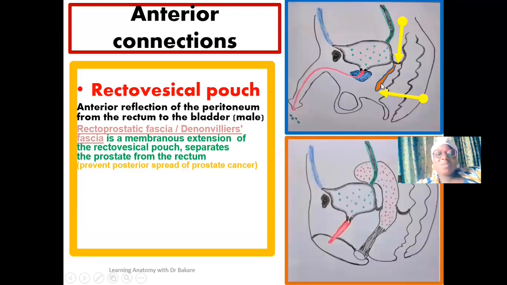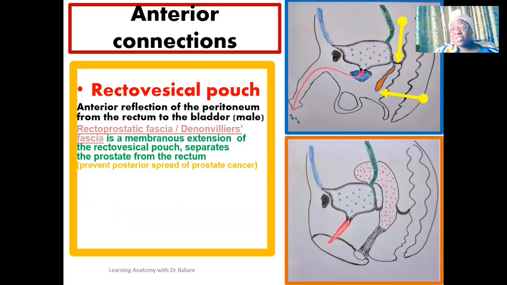And what this does is to prevent the posterior spread of prostate cancer. So in case of prostate cancer, this will be like a guide or a barricade that will help to prevent the spread of prostate cancer to structures that are located posterior to the prostate, and this will include the rectum. So this is also good for us to highlight as part of the structures that are located around the rectum.